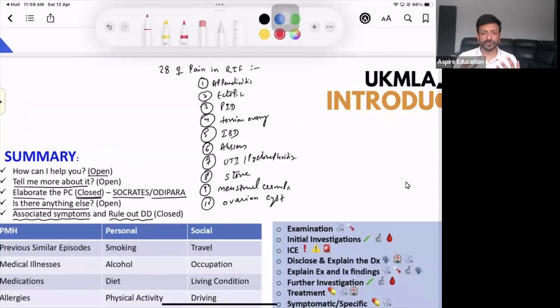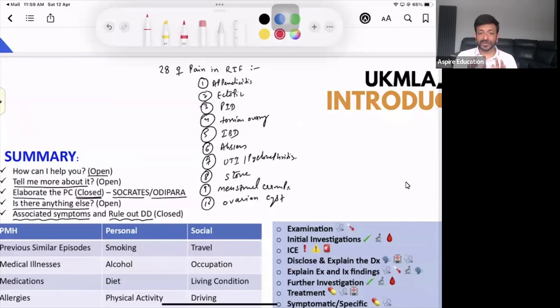What we have to do is elaborate the pain. So first question is, tell me more about pain. If I say, doctor, it started here in the right iliac fossa, and it is still here. It's a pain like 5 out of 10. And I've been taking paracetamol. It's not helping that much. The pain is still there. And it started yesterday and it is a continuous pain. Severity is 5 out of 10.